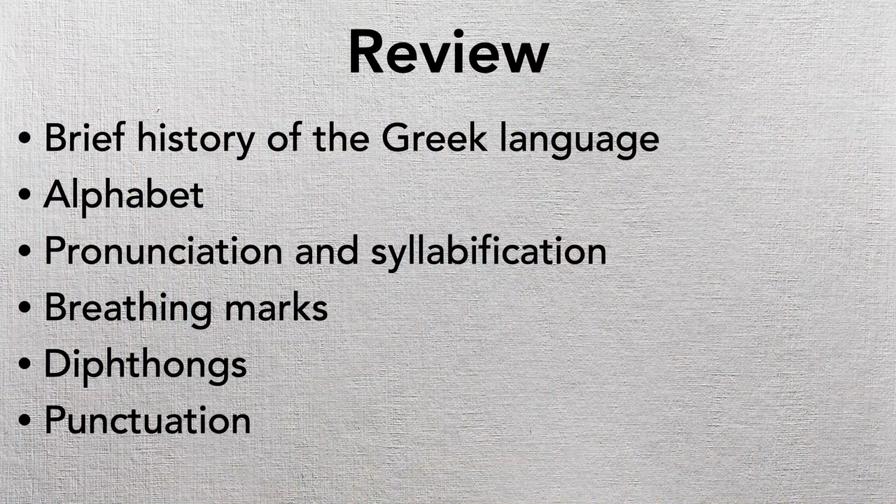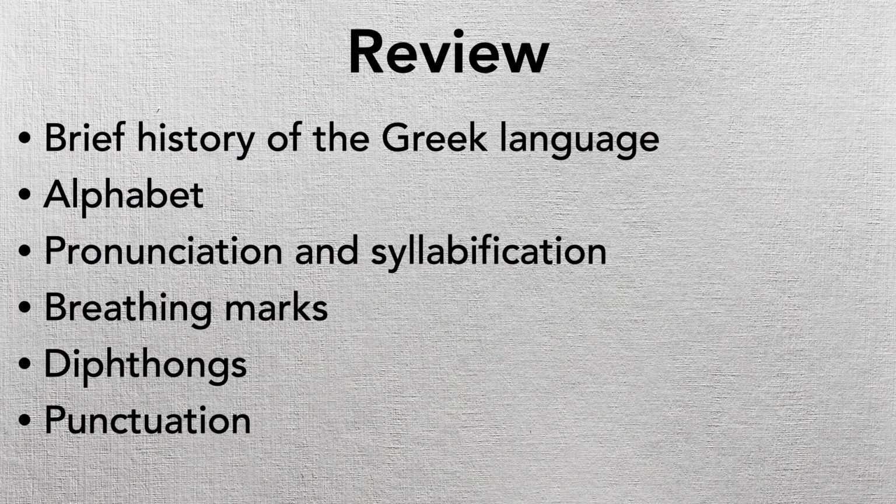Then we talked about breathing marks. There's smooth breathing marks that open to the left that we don't voice or pronounce when we're reading. And then there's rough breathing marks that open to the right that are pronounced like an H. And remember, every word that starts with a vowel, or a rho for that matter, is going to have a breathing mark, and we need to pay attention to that. Is it a rough breathing mark or a smooth breathing mark?